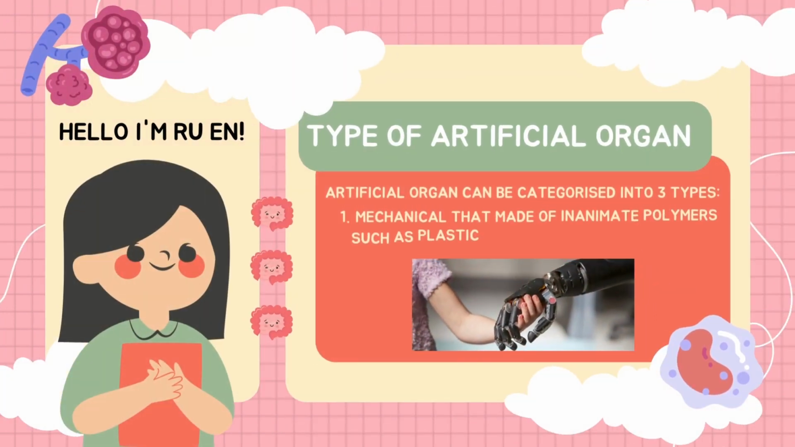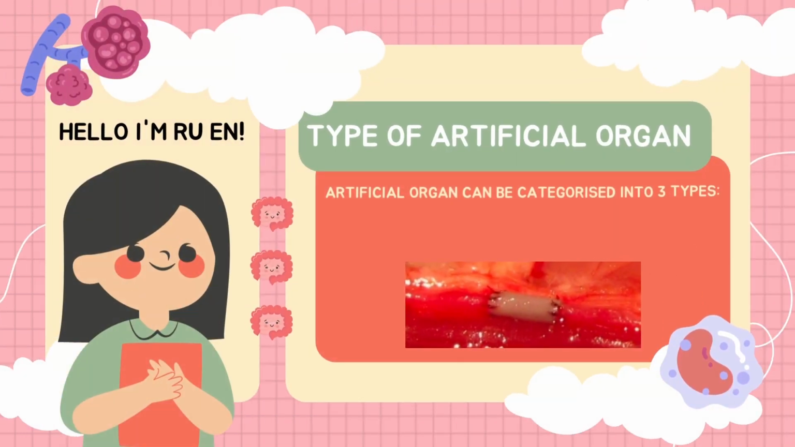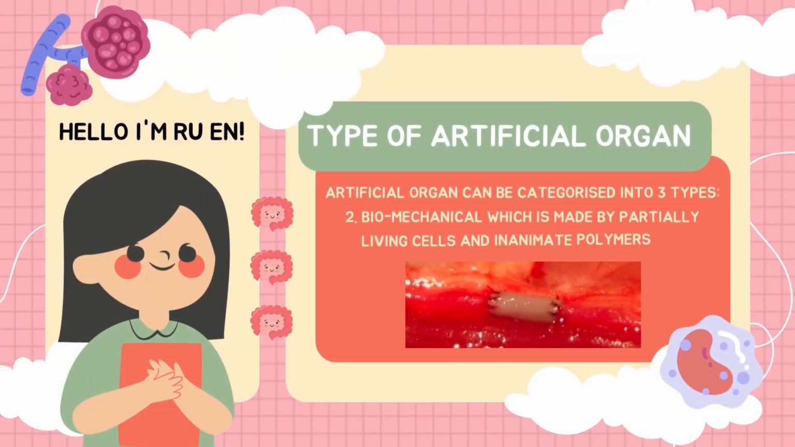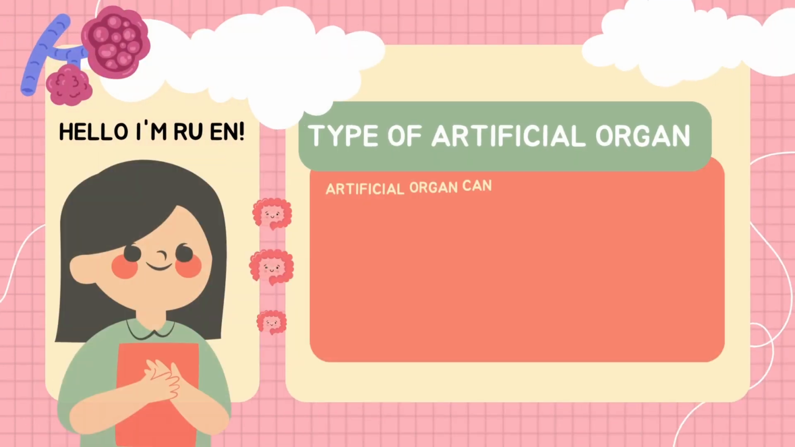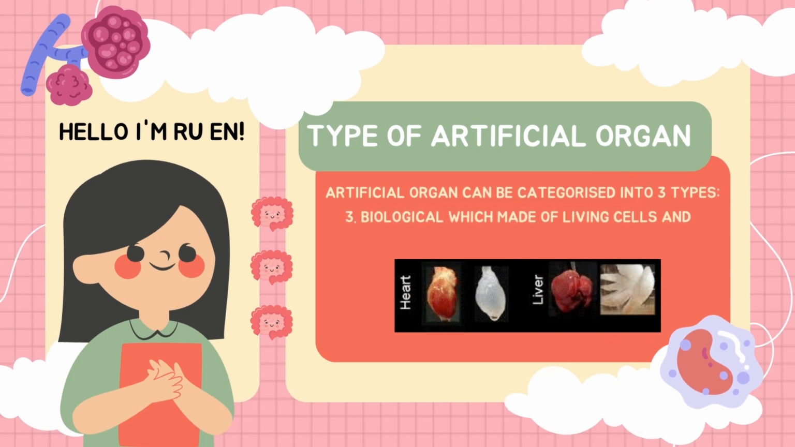Artificial organs can be categorized into three groups based on the material they are made of. Firstly, mechanical artificial organs that are made of inanimate polymers such as plastic or metals. Secondly, biomechanical artificial organs, which are made of partially living cells and inanimate polymers. And the last one is biological artificial organs, which are made of living cells and biodegradable polymers.